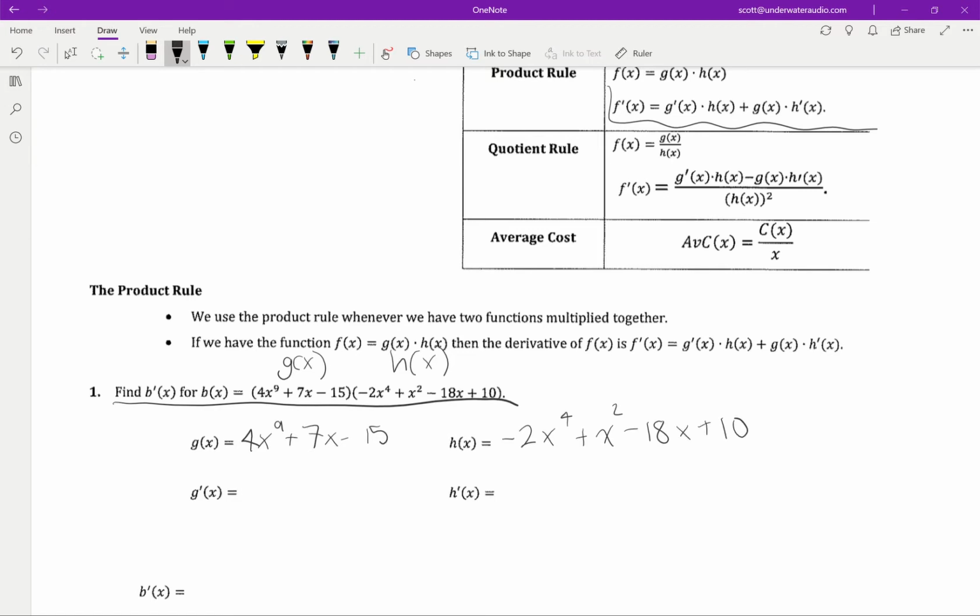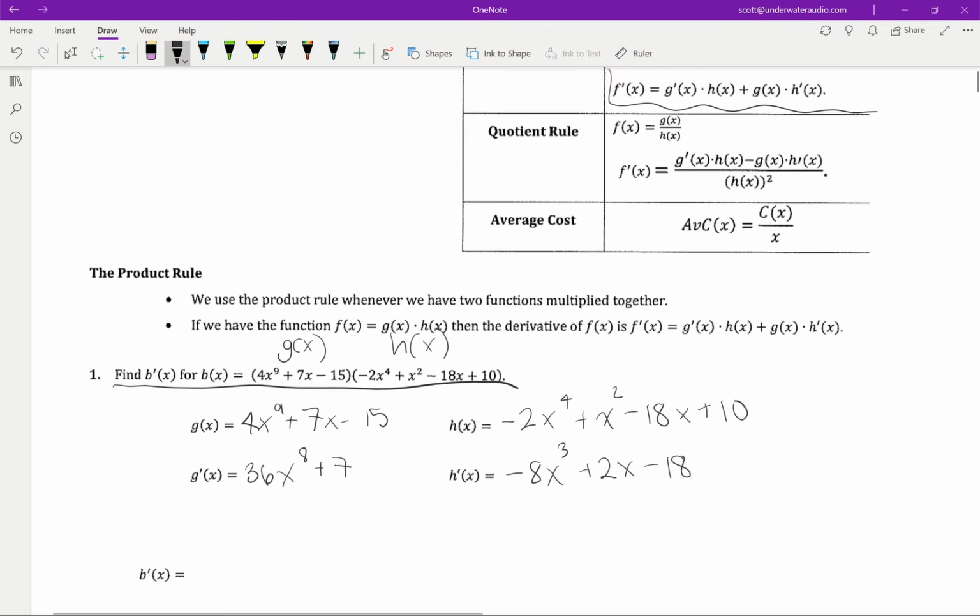Okay, and then the product rule says that I'm going to need g prime and h prime. So I'll take the derivative. g prime is 36x to the 8th plus 7. And h prime would be negative 8x to the 3rd plus 2x minus 18.